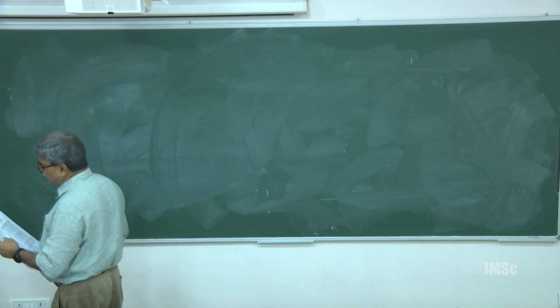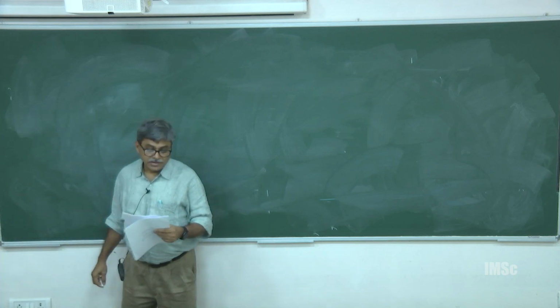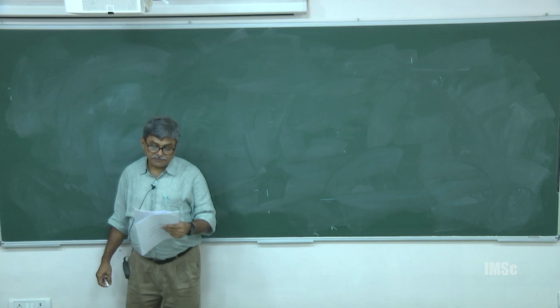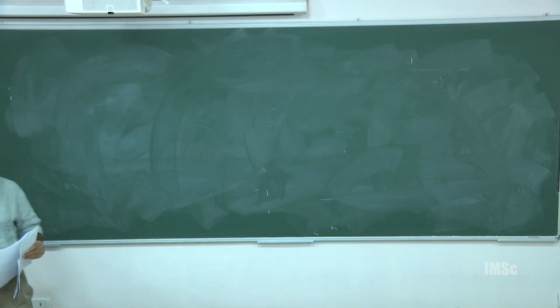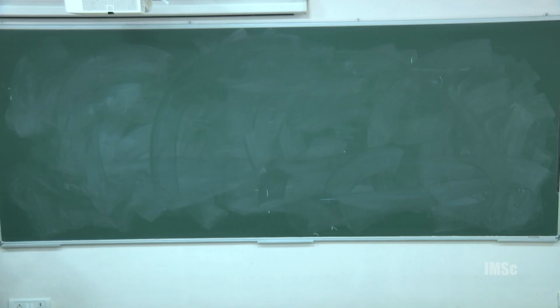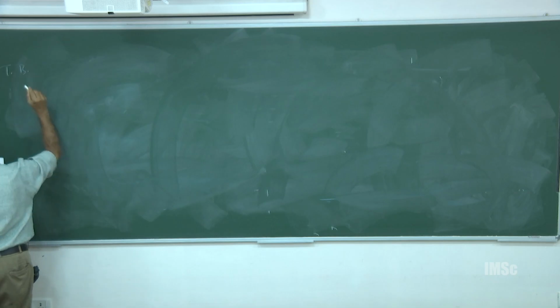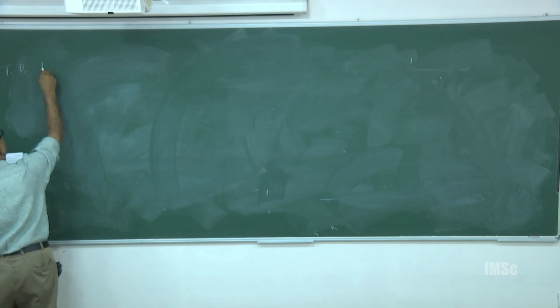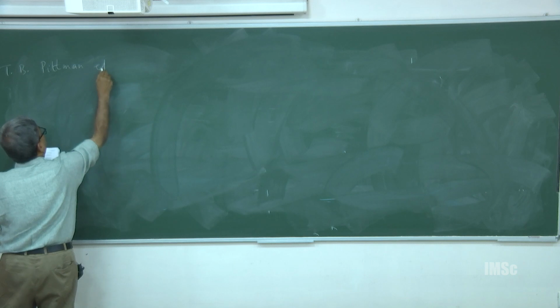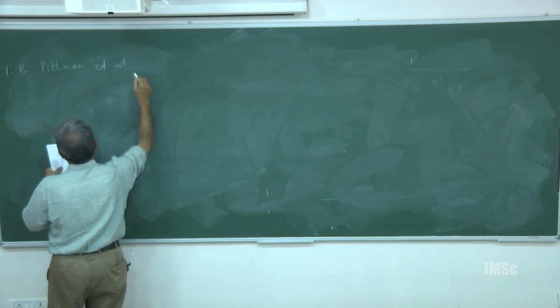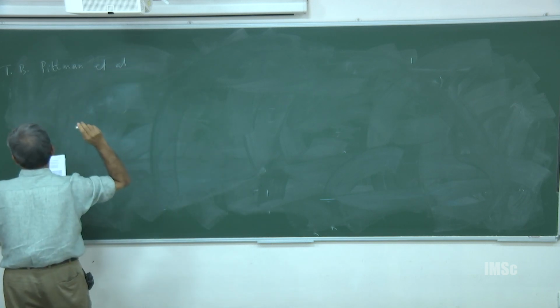So, the title of this paper is very interesting. It says, can two photon interference be considered the interference of two photons? Okay. So, this is a very interesting title. This is by Pittman. He is a well known quantum optics person. Pittman et al. In fact, yeah, he is the last author.